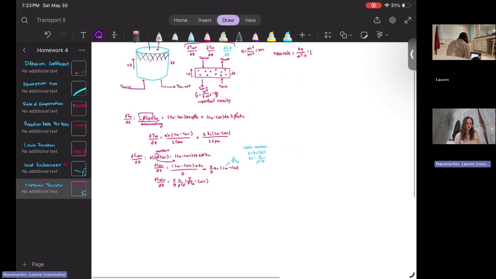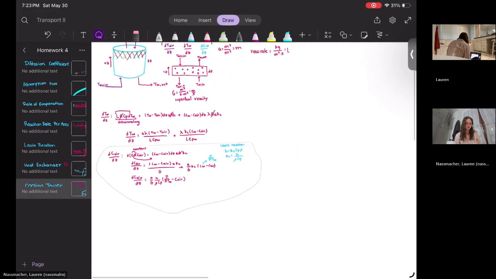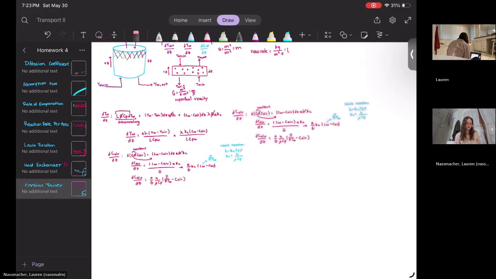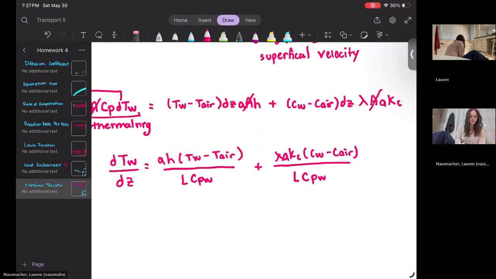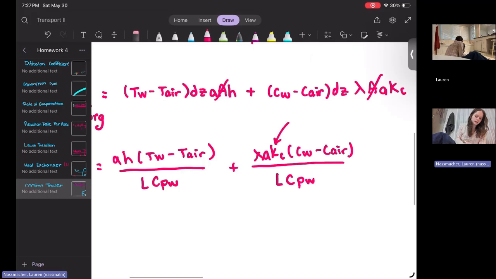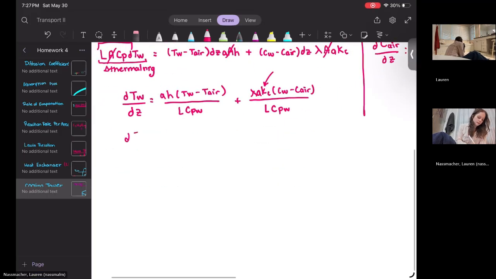And so from here, we want to go back to our original equation. So here, all we're going to do is use our Lewis relation and plug it into this part of the equation.